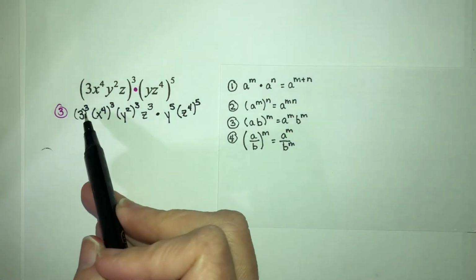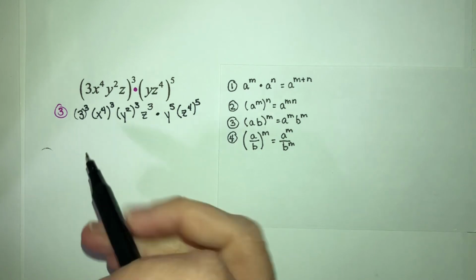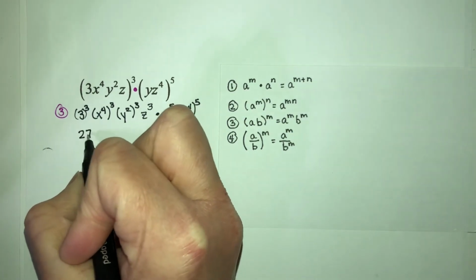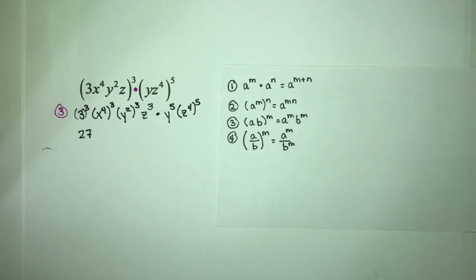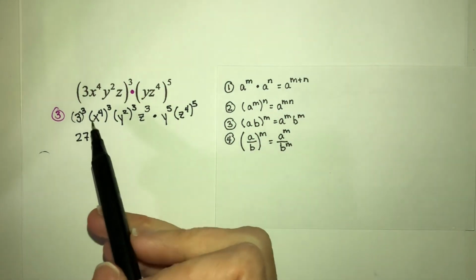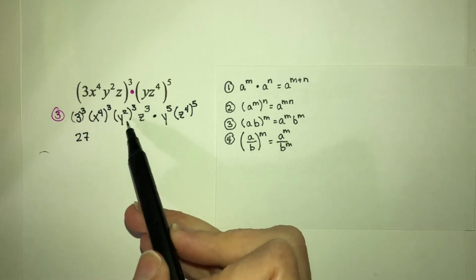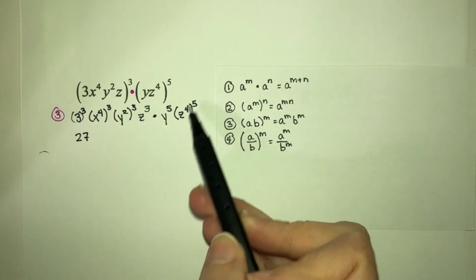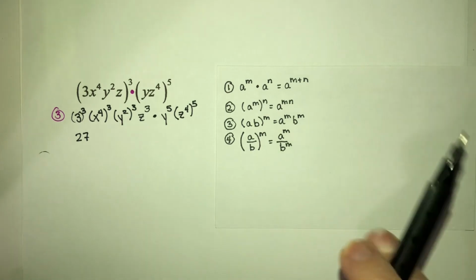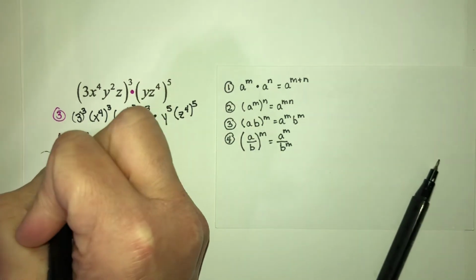Okay, 3 cubed. 3 times 3 times 3 is 27. So many people tell me that's 9. It's the most common mistake. Try to be aware of that. Okay, now what do I have here? Here, here, and here, I have exponents raised to exponents, powers raised to power. Those are property number 2. So I'm going to take care of those right now.